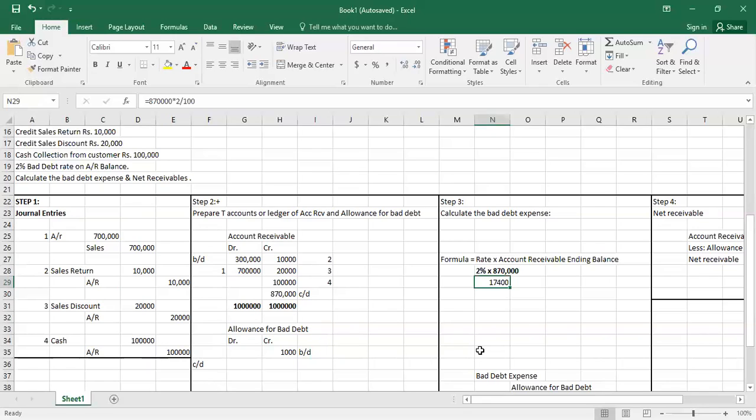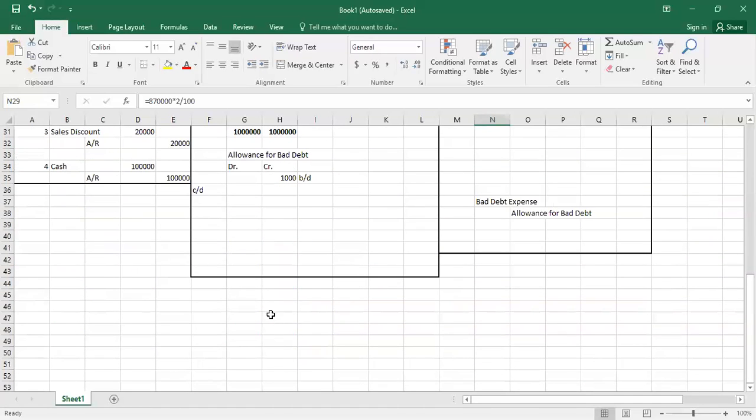Now, one of the most important things we have to learn before the next step is that when we put the formula of net credit sales, we actually got the value of bad debt expense. But in the case of the balance sheet approach, we will get the value of allowance for bad debt ending balance instead of bad debt expense. This is actually the basic difference between the income statement approach and the balance sheet approach.